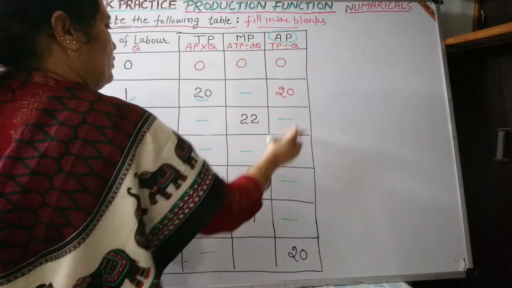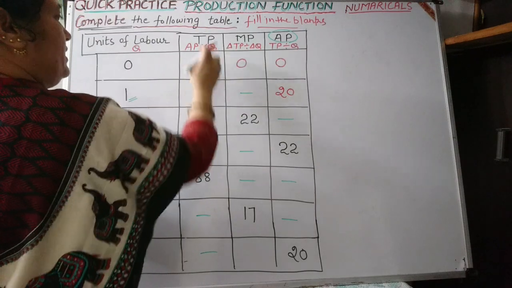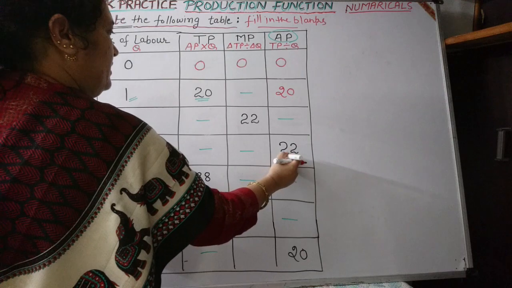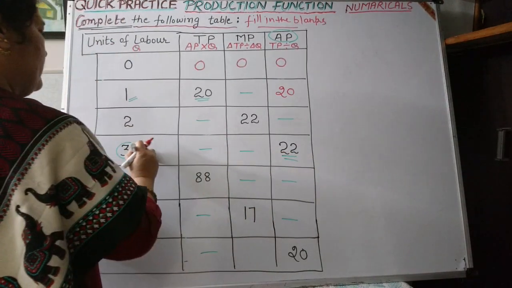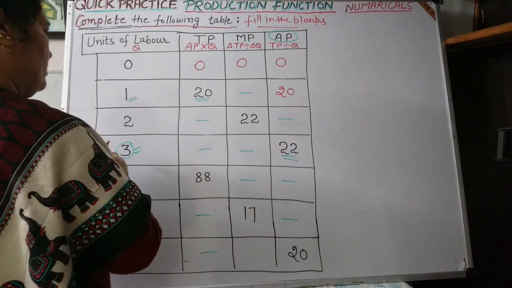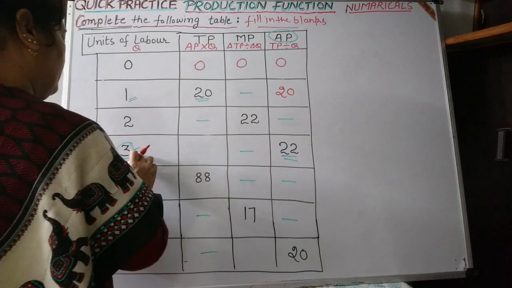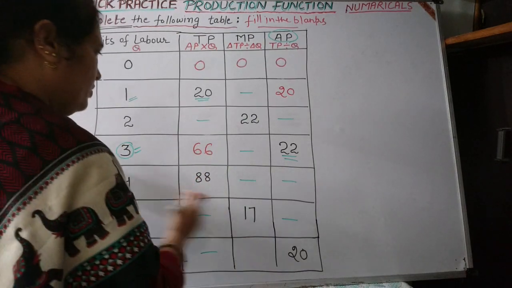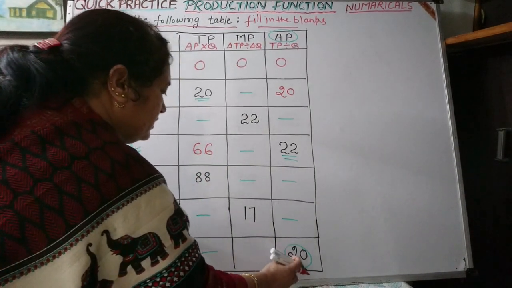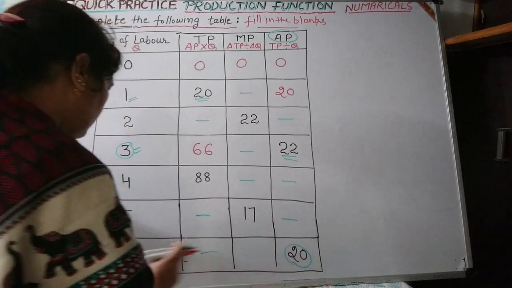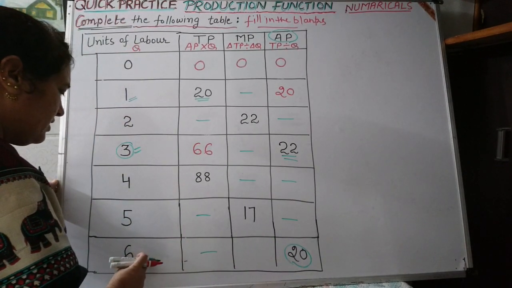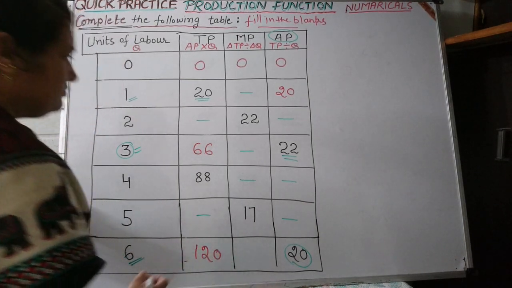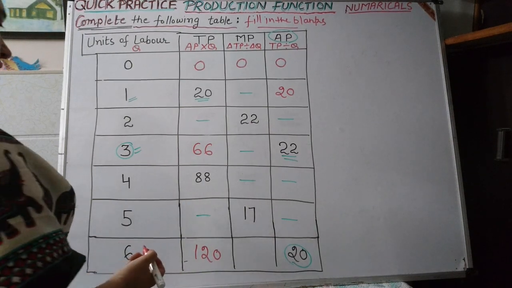For the calculation of TP, AP will be multiplied by quantity. It means if this AP is multiplied by quantity, then we can get total production. This will be 22 multiplied by 3, it will be 66. And one more, here average production is given. Average production multiplied by quantity 6, so this will be total production 120. So we have filled up 3 columns.